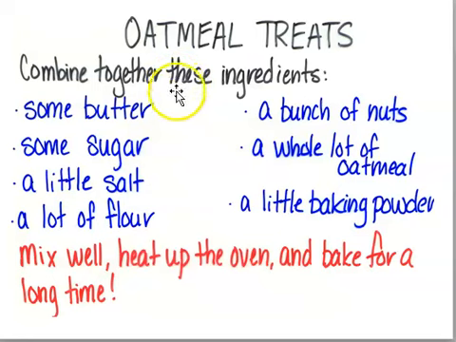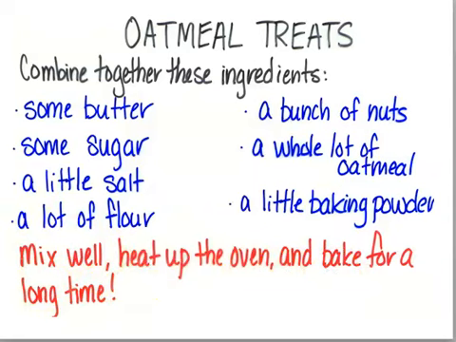And take a look at it. Some butter, some sugar, a little salt, a little flour, a bunch of nuts, a whole lot of oatmeal, a little baking powder. Mix up well, heat up the oven, bake for a long time. So you might be like, that's not really that specific. And these might not turn out very well, depending on what you think is a little bit or a whole lot or what a long time is.